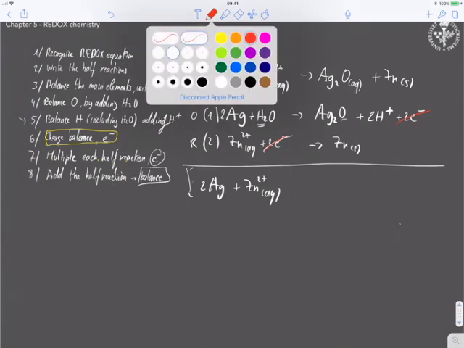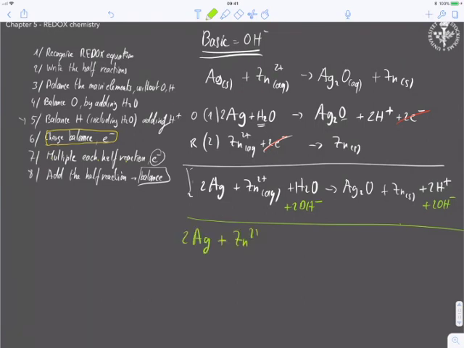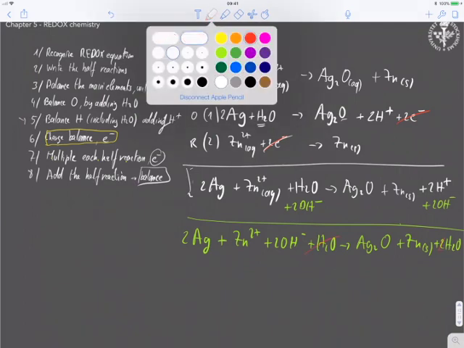And then you're adding here plus H2O, which will give you silver oxide plus zinc solid plus 2H+. So here also we are in basic condition, so you cannot write H+, you need OH-. So you're adding 2OH- to both sides of the equation. That would give you the final result of 2 silver plus zinc 2+ plus 2OH- plus H2O will give you silver oxide plus zinc solid plus 2H2O. Then you can again get rid of the water here and simplify.